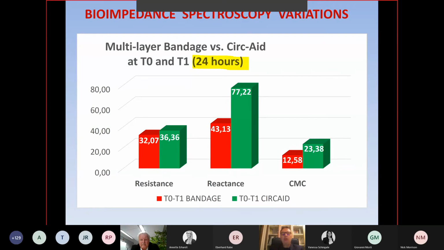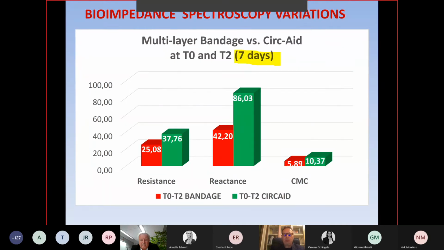What we did, thanks to the improvement of the technical software and the revision of all the data we had about that study, was find very similar improvement when using CIRC versus multi-layer bandage at 24 hours and at 7 days. You can see here, for example, bandage is in red and CIRC is in green. So if we look at resistance, reactance, and cell membrane capacitance, again, CIRC was better, both at 24 hours and, as you can see here, at 7 days. So it is another demonstration of how bioimpedance can very clearly assess the changes in fluid and in tissues.